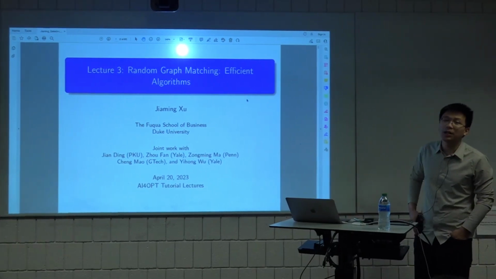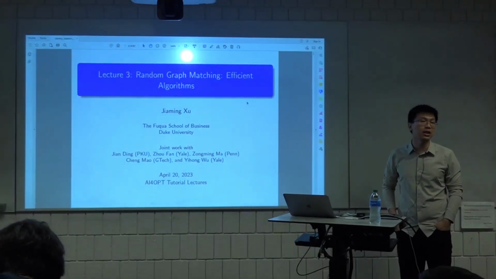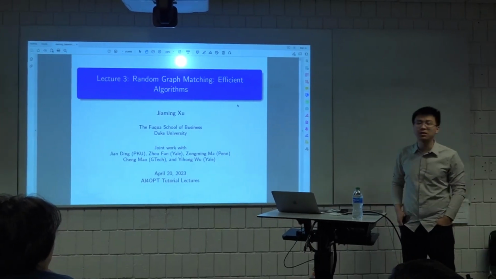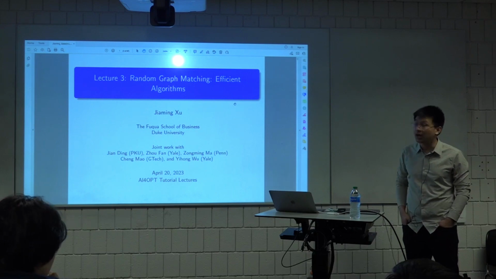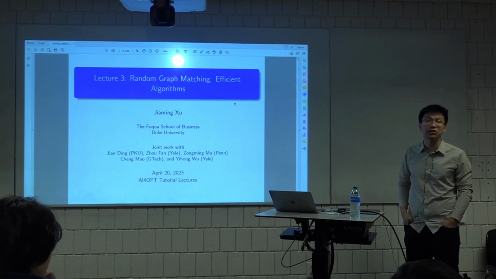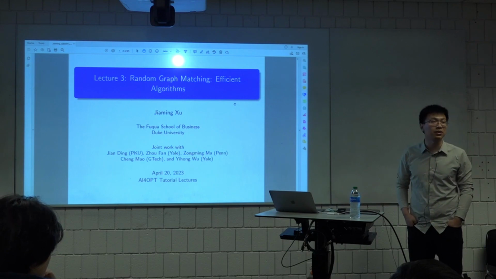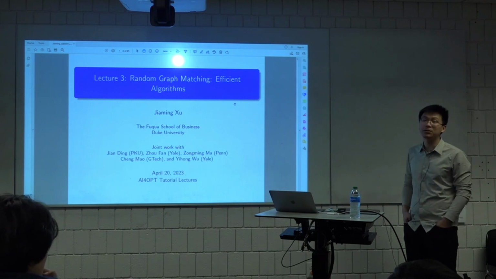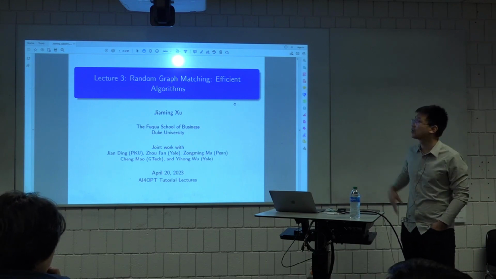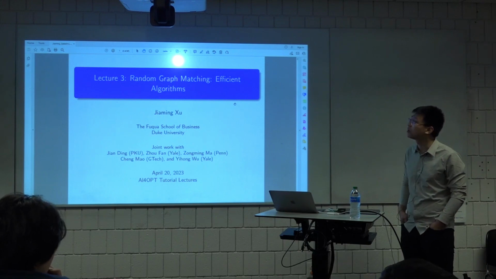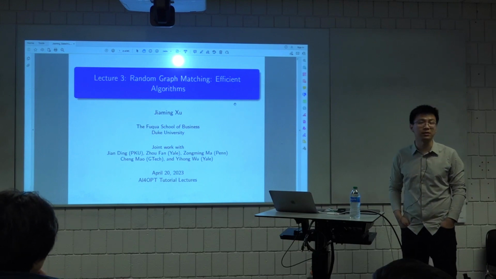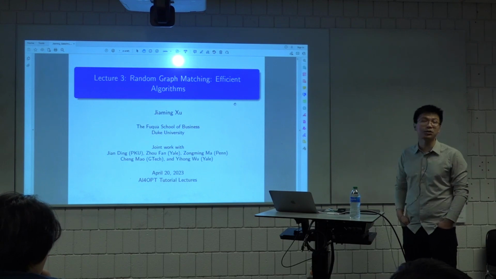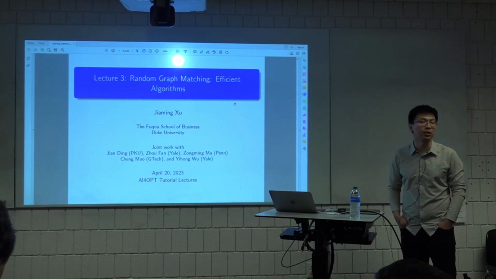Okay. So hello, everyone. In this lecture and the next lecture, I'm going to talk about some efficient algorithms for random graph matching. In fact, there are many very interesting algorithms developed in recent years, so I'm going to focus on two examples. In this lecture, I'm going to talk about an algorithm design based on the spectral method and also from this optimization perspective. In the next lecture, I'm going to talk about the low-degree polynomial approach.